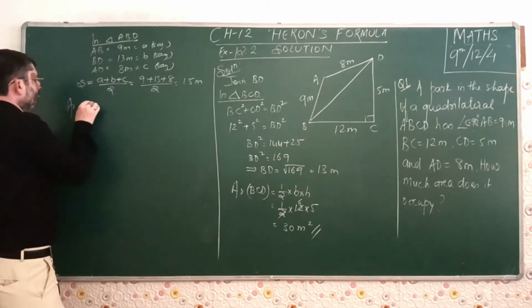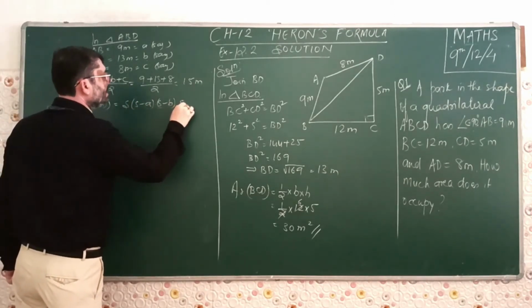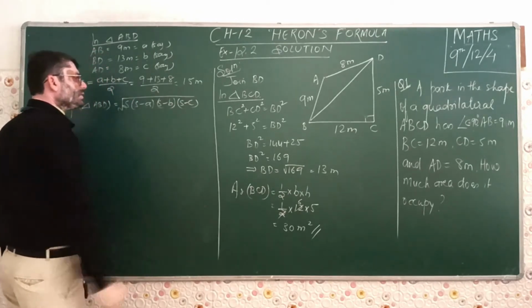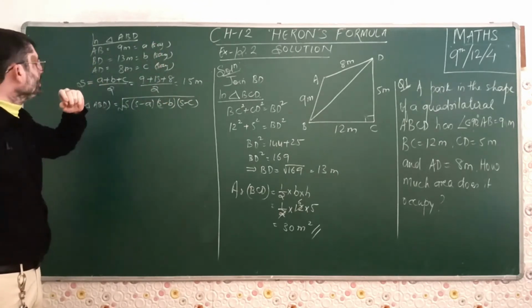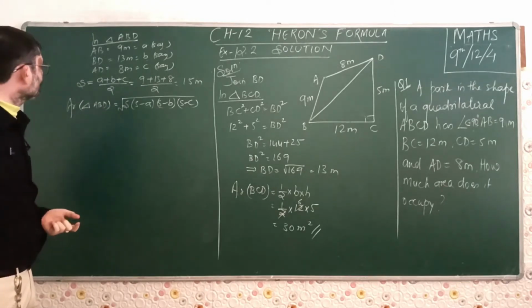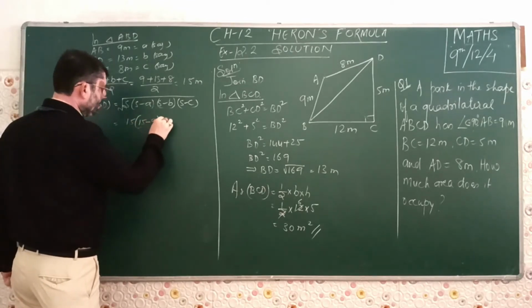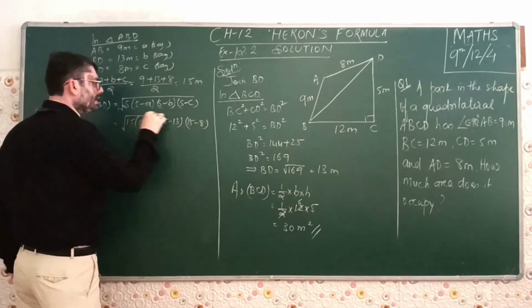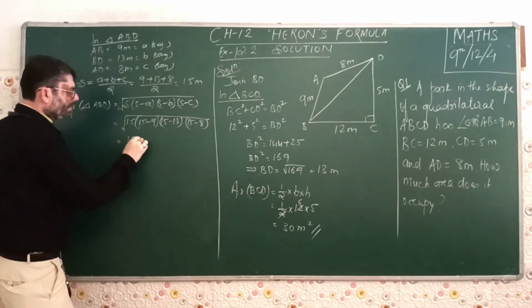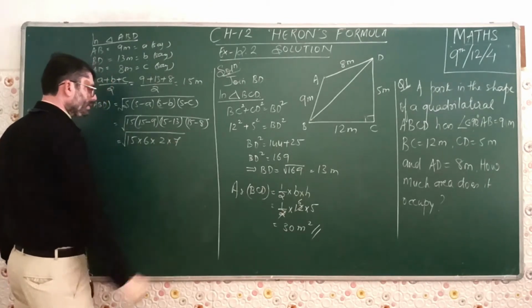Let us move on with Heron's formula for finding the area now. So the area of triangle ABD is given by the square root of S into (S minus A) into (S minus B) into (S minus C). Now we have S, which we have just calculated, and A, B, C are AB, BD and AD. Let us substitute and get the area of triangle ABD. This is root of 15 into (15 minus 9), (15 minus 13) and (15 minus 8). Moving on, root of 15 into 6 into 2 into 7.